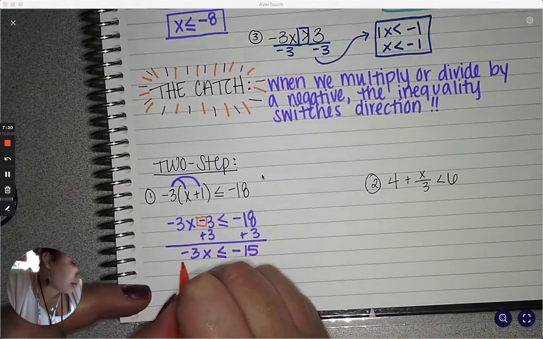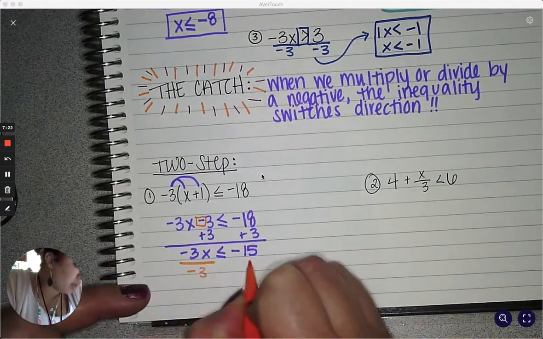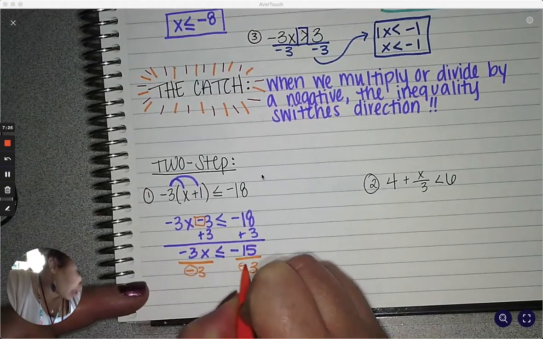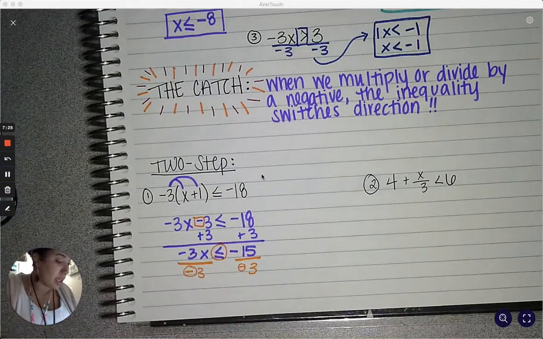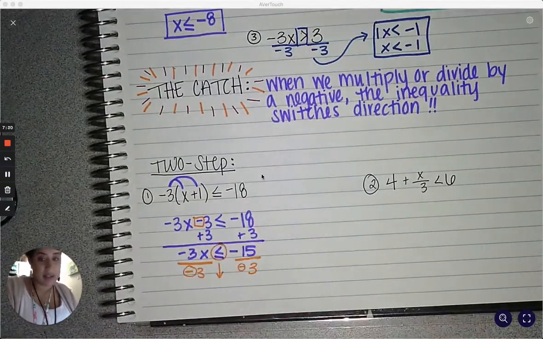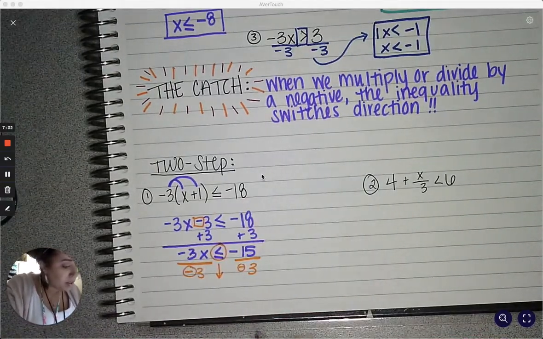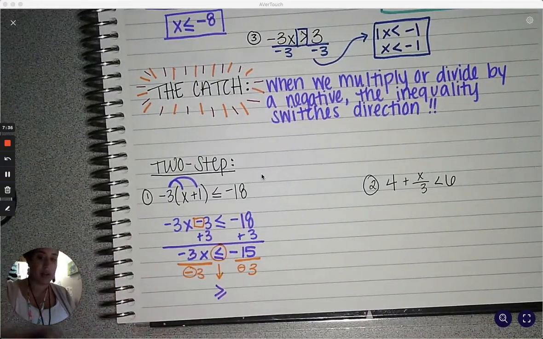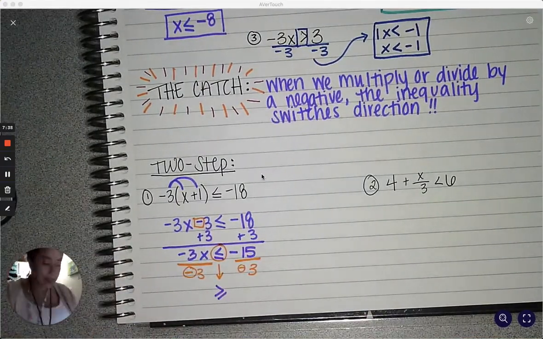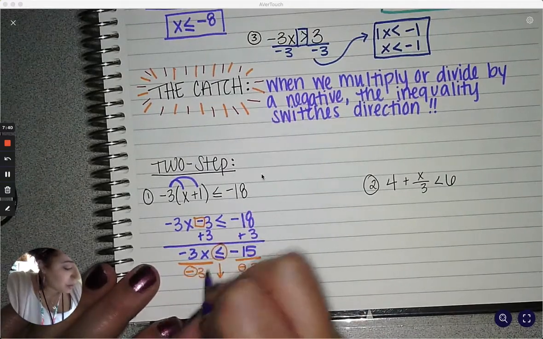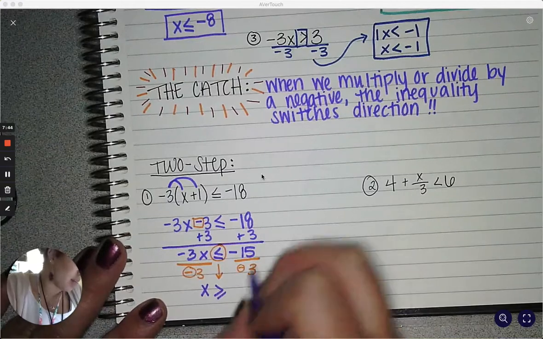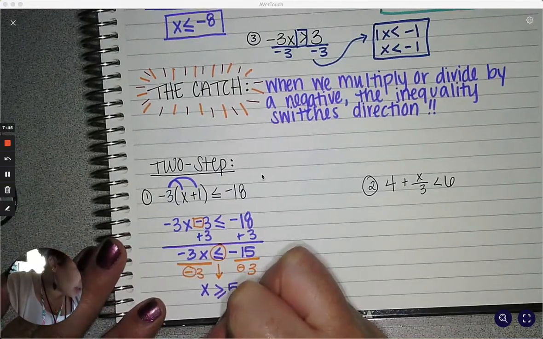And so divide by negative 3. And because I'm dividing by a negative, that inequality has to switch. So it actually becomes greater than or equal to. So it flips directions, okay? Flips. So we get x, or 1x, and negative 15 divided by negative 3 is actually positive 5.